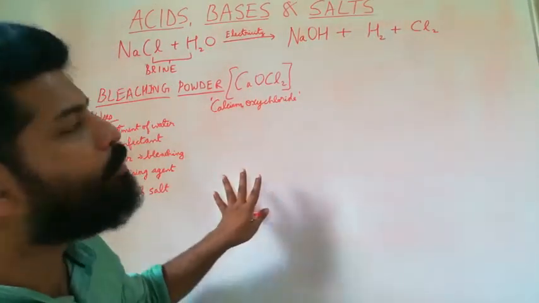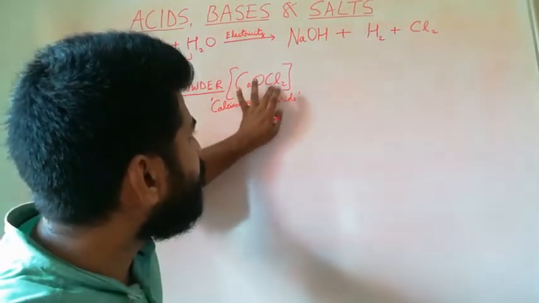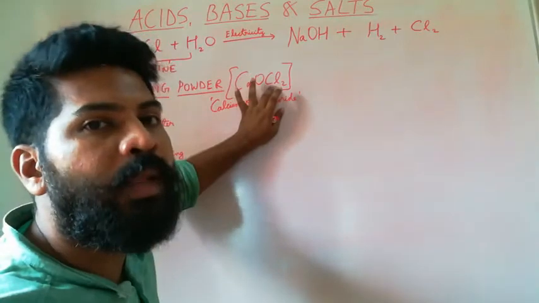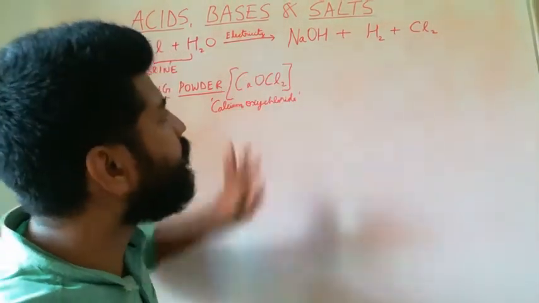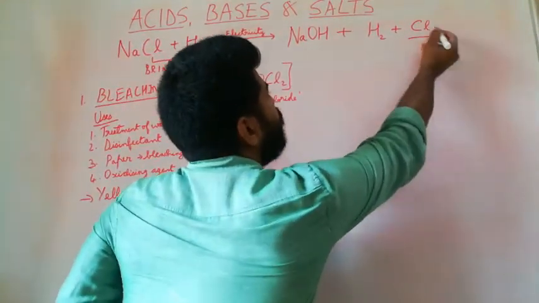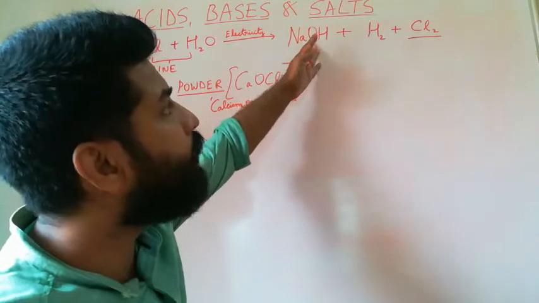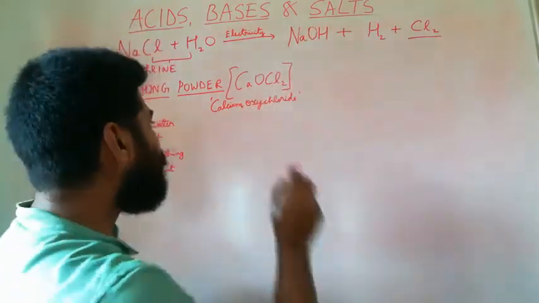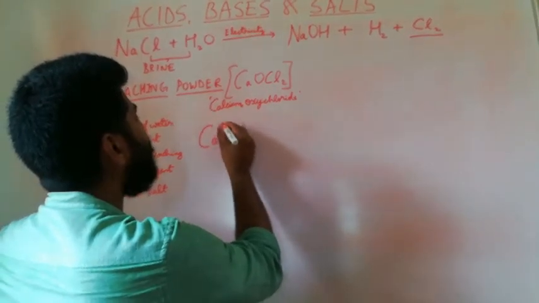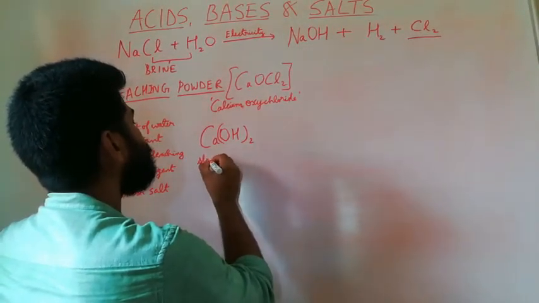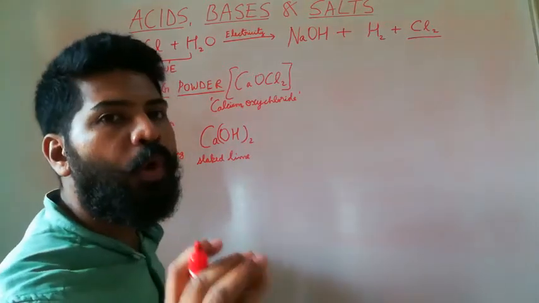How is this bleaching powder produced? As you can see, one of the important constituents of bleaching powder is chlorine gas. This chlorine gas is obtained from the chlor-alkali process. So you can see how important the chlor-alkali process is. This chlorine gas is passed through slaked lime, that is calcium hydroxide, also called lime water.